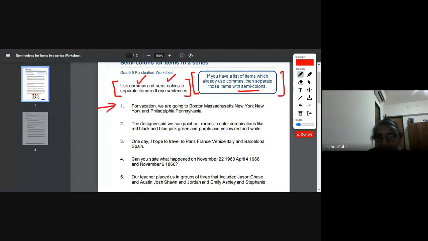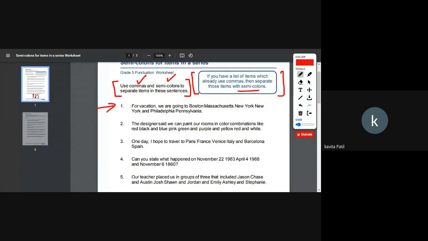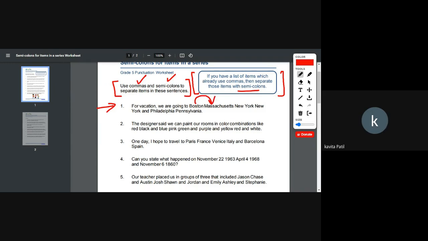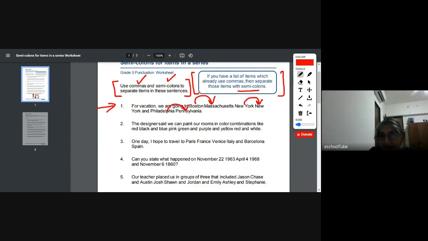Read the first sentence. For vacation, we are going to Boston, Massachusetts, New York, New York, and Philadelphia, Pennsylvania. Okay. So now what does this mean? That this city is in this state, this city is in this state, and this city is in this state. So where should I put a comma and where should I put a semicolon?